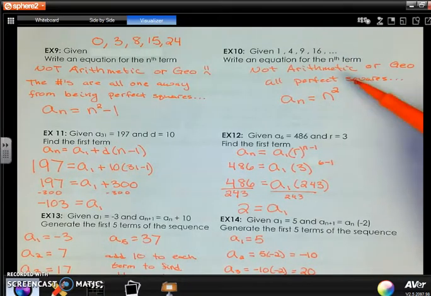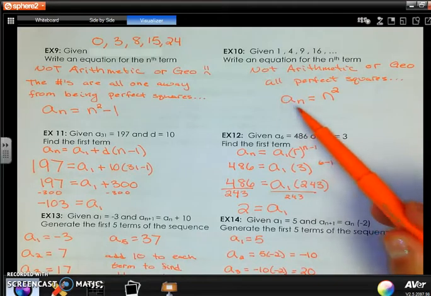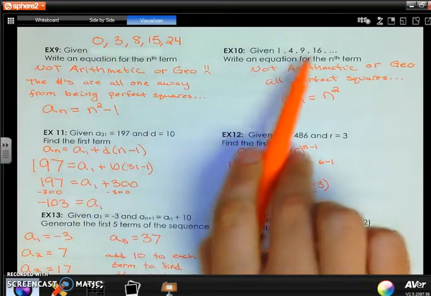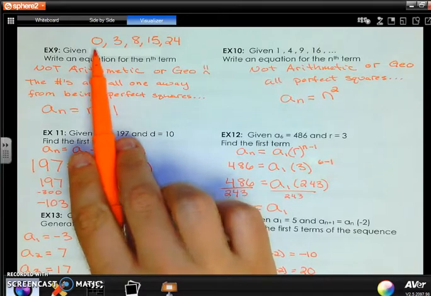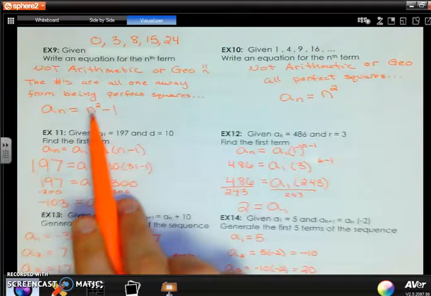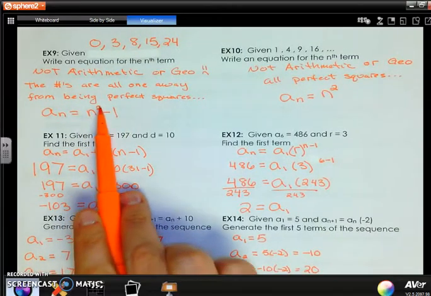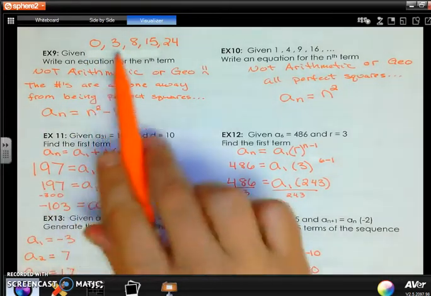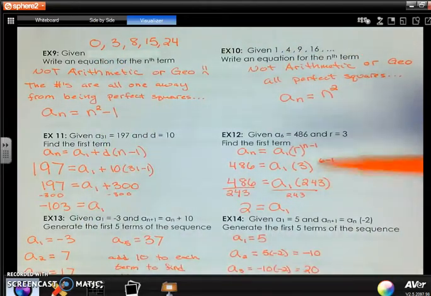That's not geometric or arithmetic, but they're all perfect squares. So your equation would be that a sub n equals n squared. Well, now, if you look at this list of numbers compared to that list of numbers, you'd see that these are all 1 less than a perfect square. So how would you represent that? You just say that any term can be represented by taking the term number squared and subtracting 1. So for example, the first term would be 1 squared, which is 1, minus 1 would give me that 0. The second term would be 2 squared is 4, 4 minus 1 is 3. So that's how I got that.